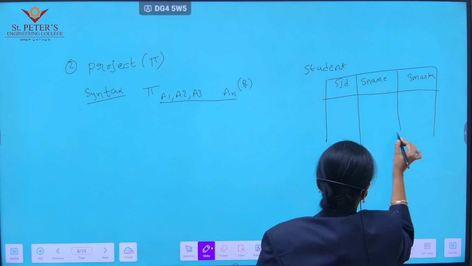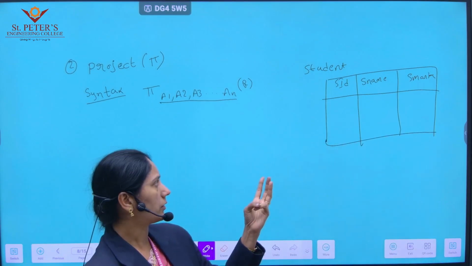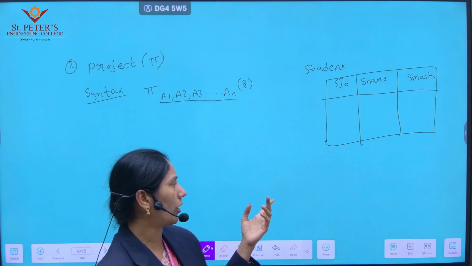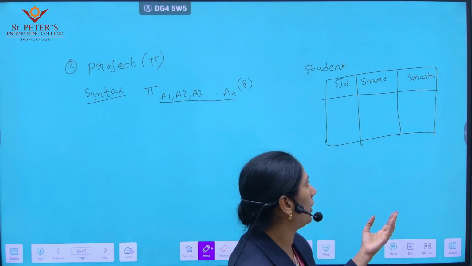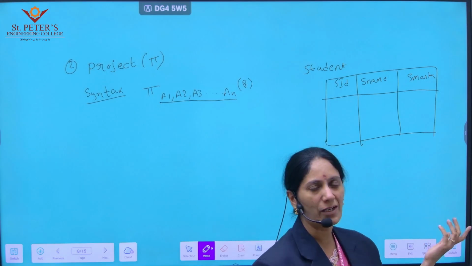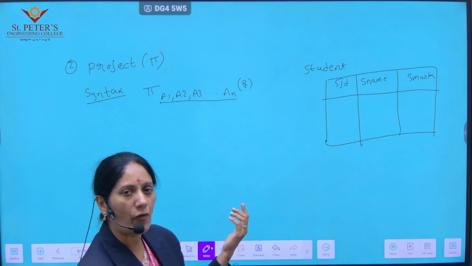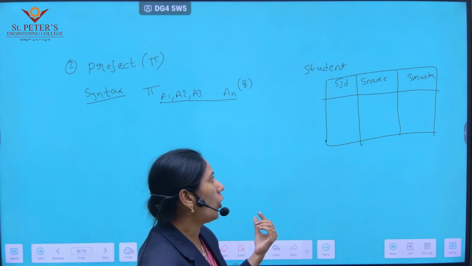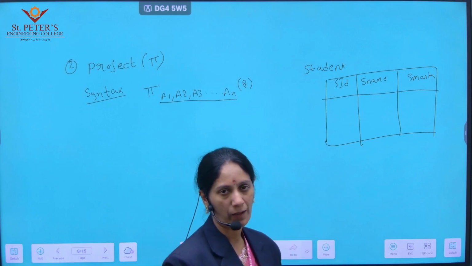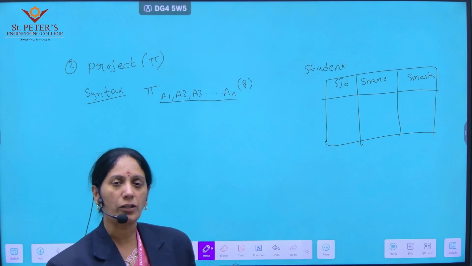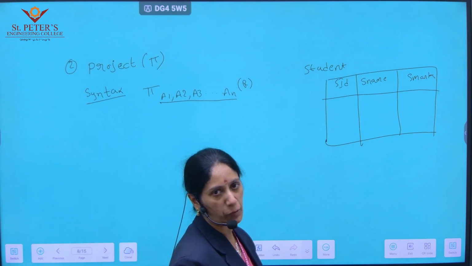In a student relation, consider total how many columns? 3 columns. What are they? One column is called the student ID column, the second is the student name column, and the third is the student marks column. Using the student relation, now I want to retrieve only the student ID and student marks columns. Now I want to select the 2 columns. Those 2 columns are called student ID and student marks.